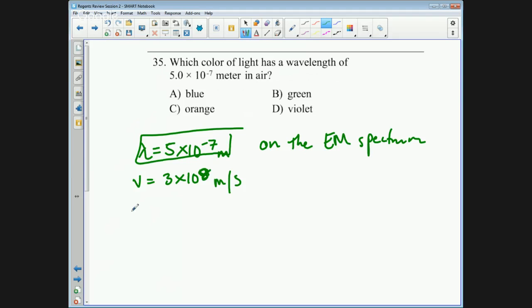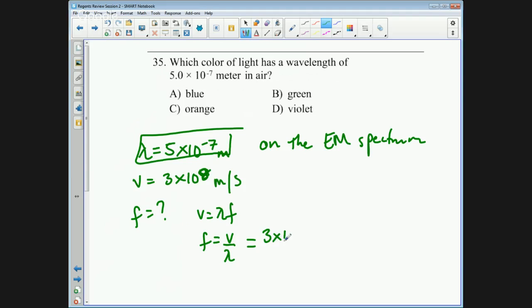Oh no, you do. What am I doing? You do need to use this. So we need to solve for frequency, right? Because if we look on the electromagnetic spectrum, the different frequencies for the different lights, like violet, blue, orange, they're in frequencies. So we're going to use this equation from the last one. That's frequency equals V over lambda.